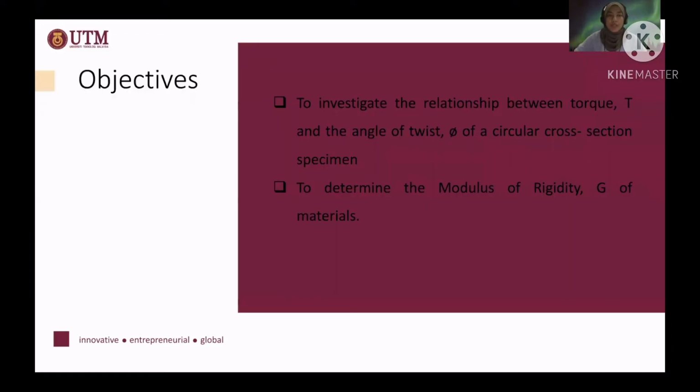As for the objective of this experiment, the first one is to investigate the relationship between torque and the angle of twist theta of a circular cross-sectional area of a specimen. The second one is to determine the modulus of rigidity, with the symbol G, of materials.